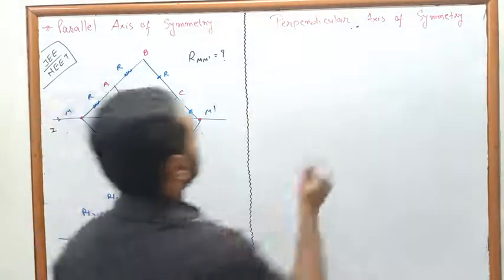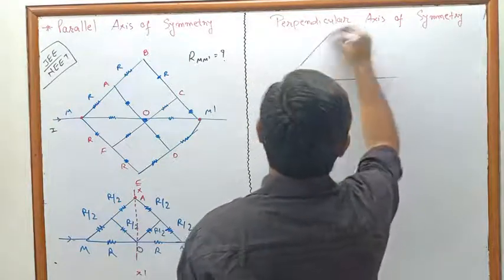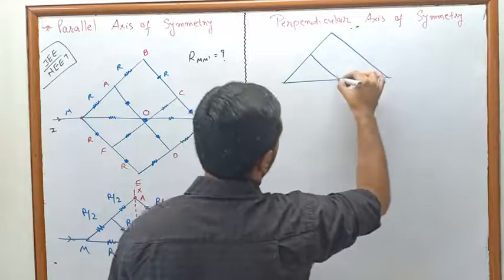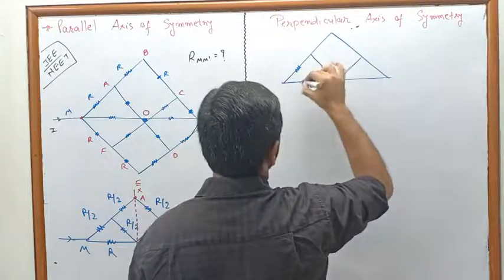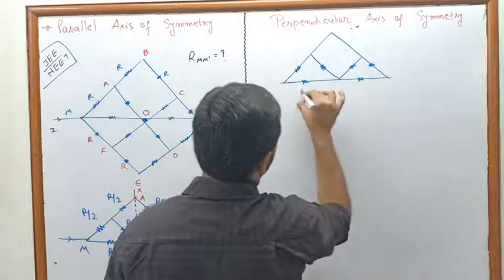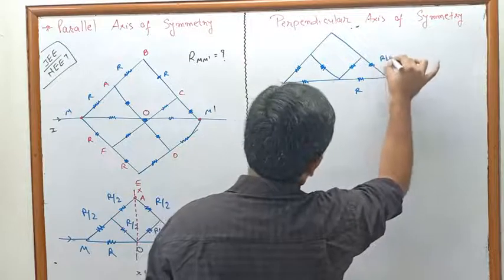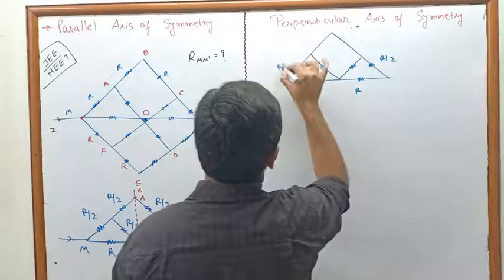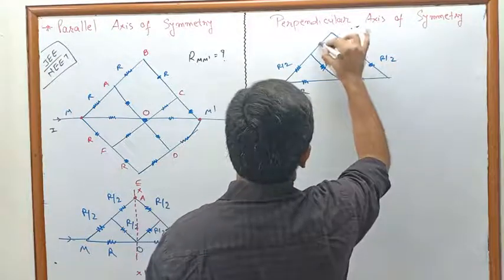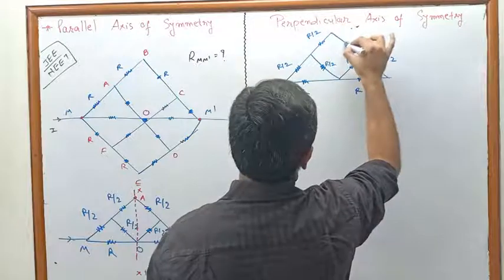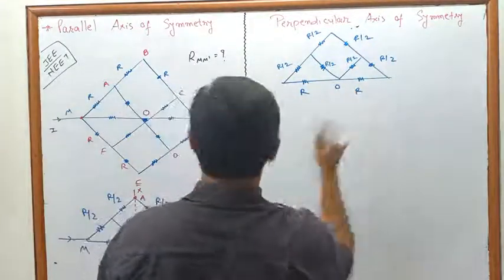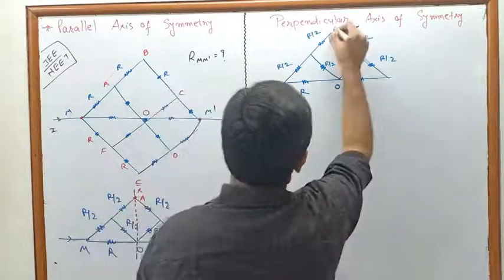So my network was like this. Earlier R, R by 2. This one is R by 2, this one is R by 2 and this one is R by 2. Same case, R by 2 and R by 2. Okay, this is O and A.